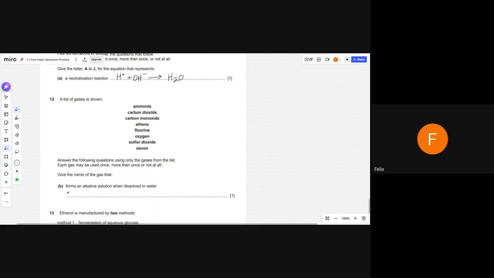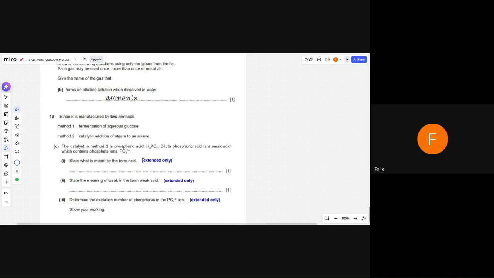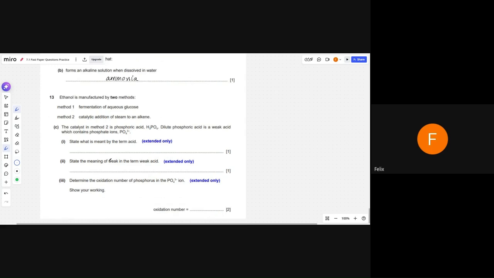Next one, give the name of the gas that forms an alkaline solution when dissolved in water. It should be ammonia. Ammonia has a basic nature, and when it is dissolved in water, it produces a basic or alkaline solution with a pH higher than 7. So ammonia.